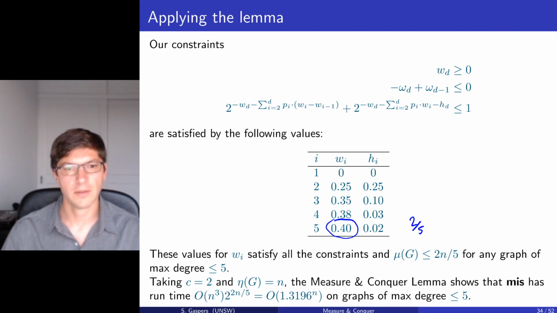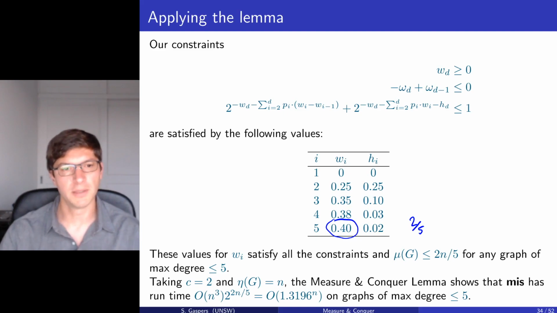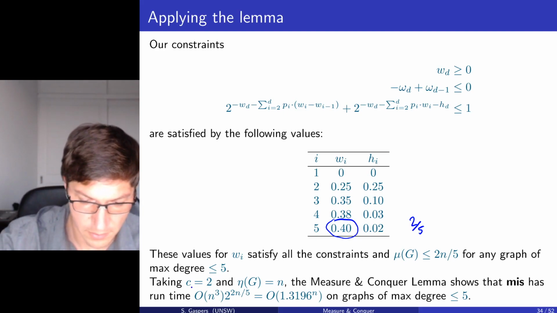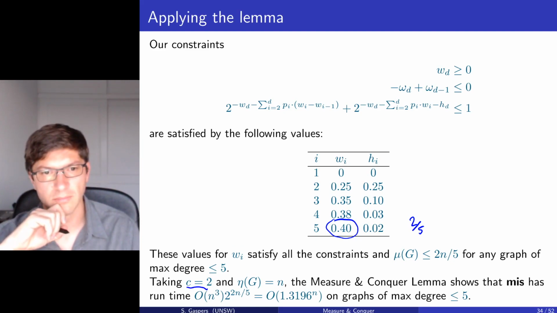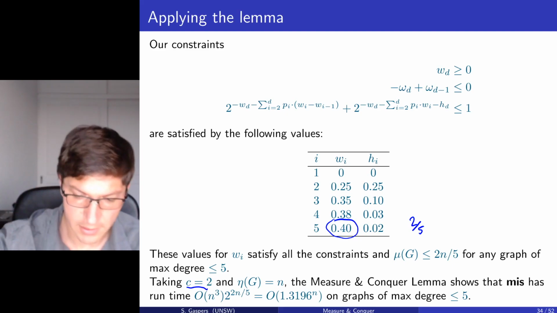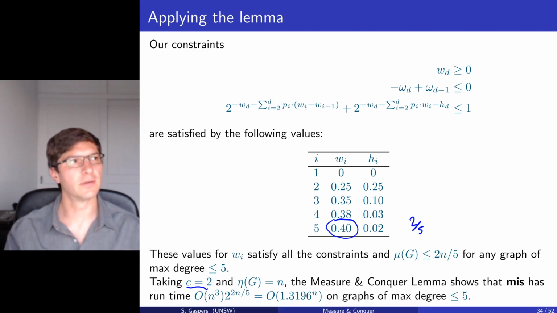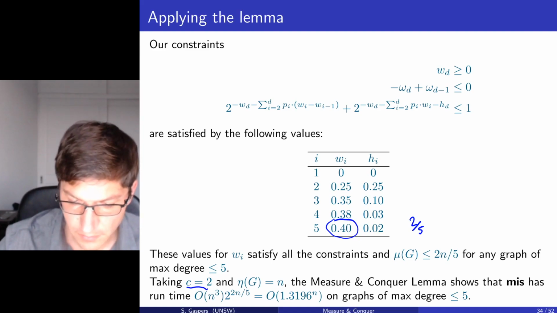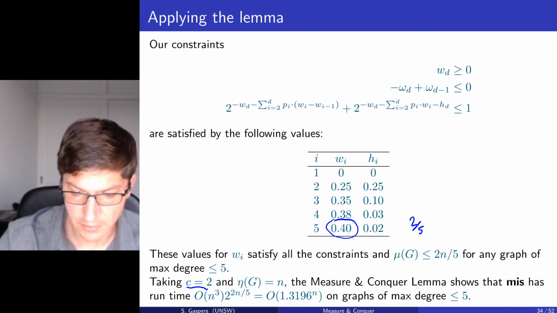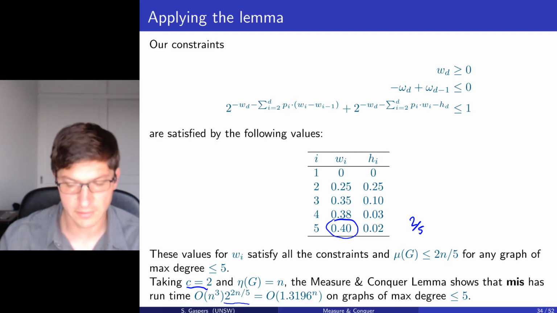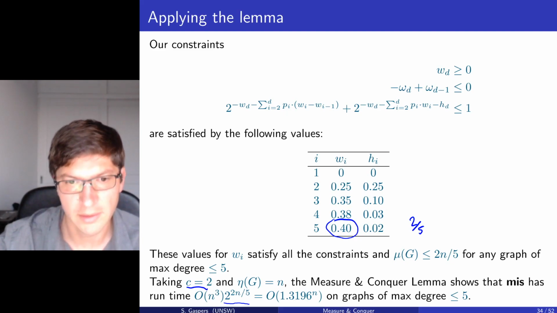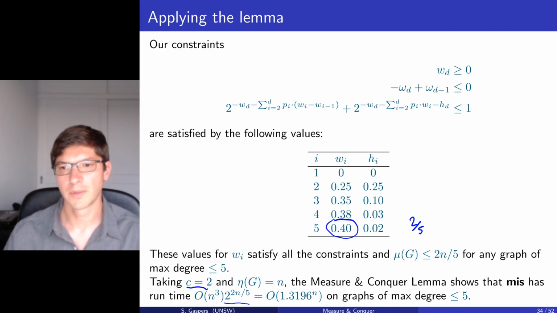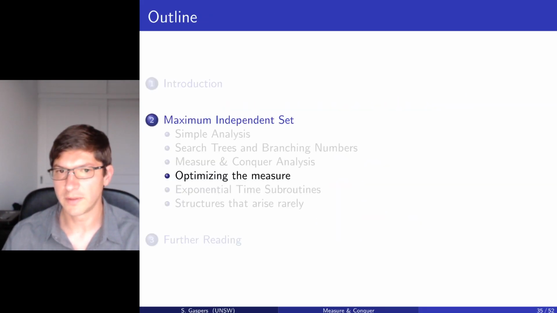So now we can use our measure and conquer lemma with c equal to 2, eta equal to n, because at least one vertex disappears for each branching and simplification rule. And so in the end we get this running time, where the exponential factor is 2 to the power 2n divided by 5, and this is order 1.3196 to the power n. So previously, what did you have previously?